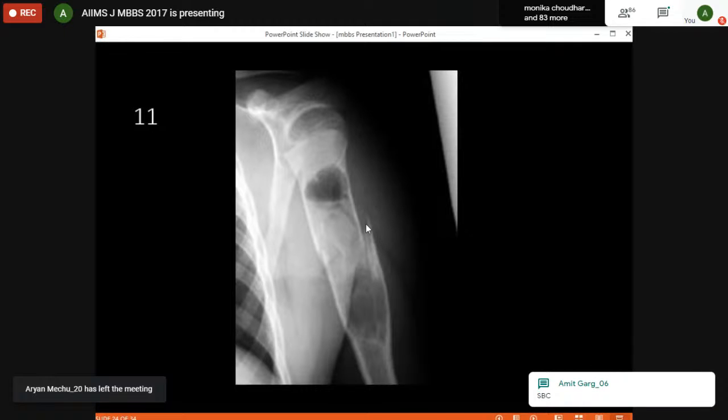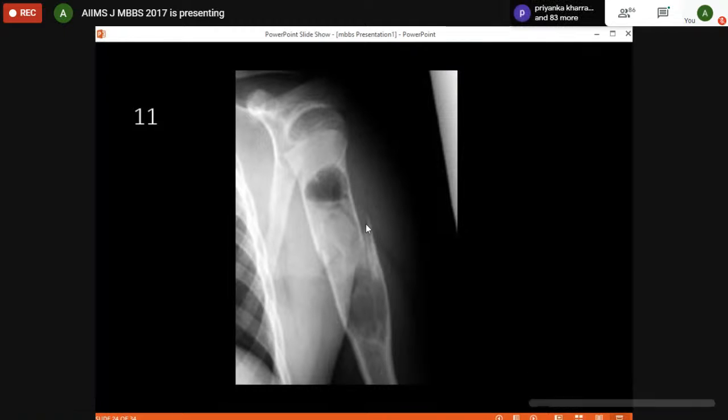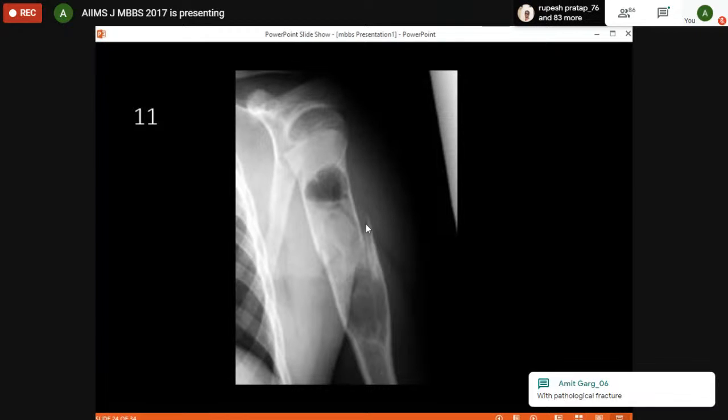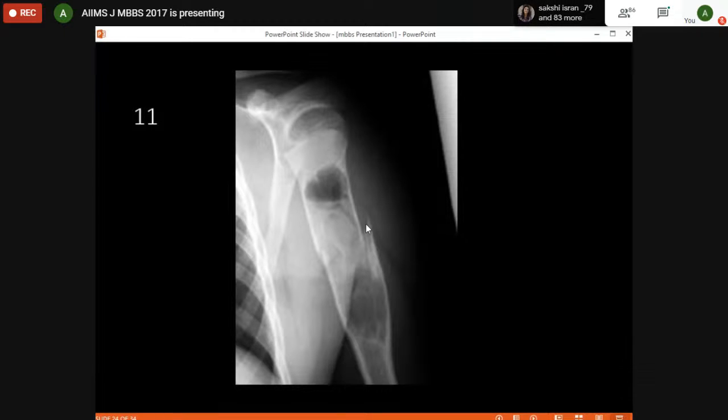Okay, SBC, simple bone cyst. And your answer is incomplete. What else would you say? SBC with pathological fracture. Yes, you have to write that. Okay, if you just write SBC, you get only half marks. You have to write if there is a pathological fracture, that needs to be mentioned.